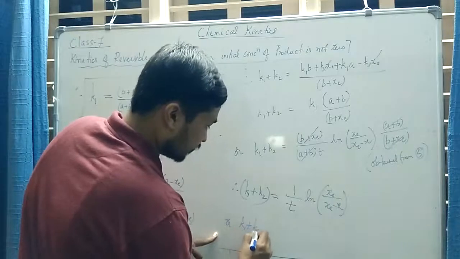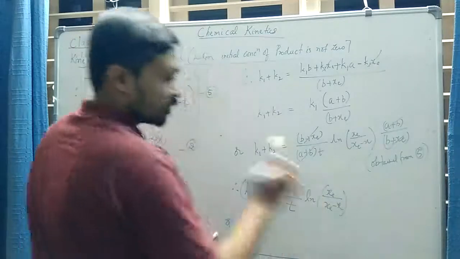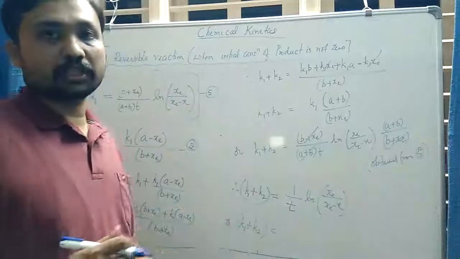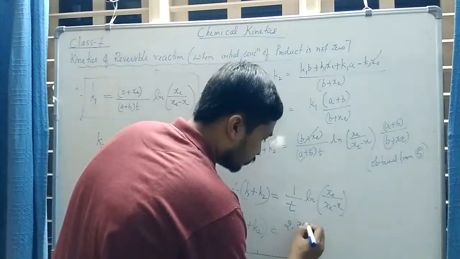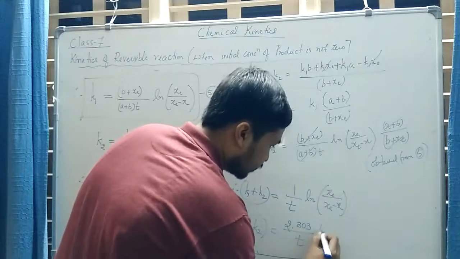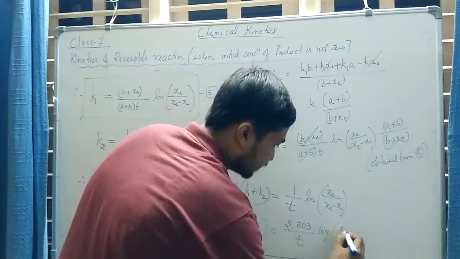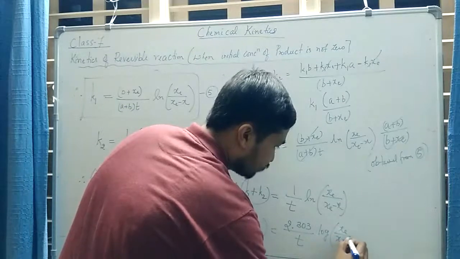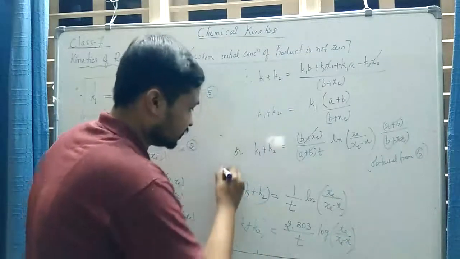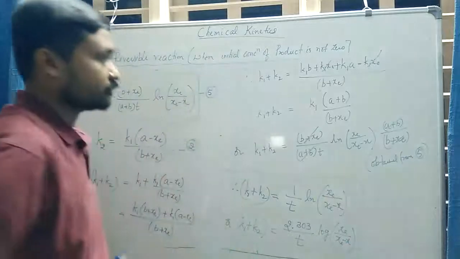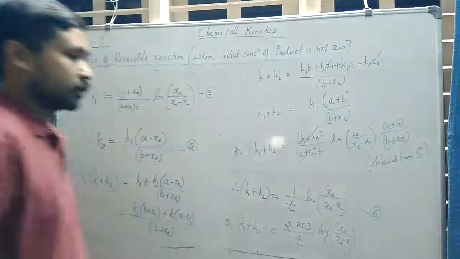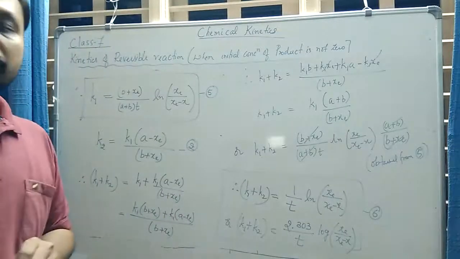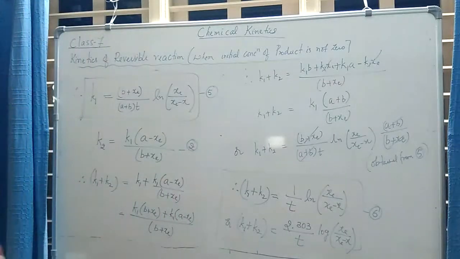k1 plus k2 is equal to, if we convert this natural logarithm to base 10, it becomes 2.303 divided by t into log of xe divided by xe minus x. So this is the expression for the rate constant, okay, overall rate constant k1 plus k2 of a reversible first order reversible reaction where the initial concentration of the product is not equal to 0.